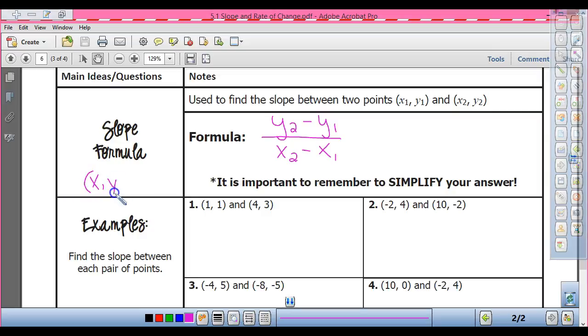x, comma, y. So right here, I've got two points, right? And both of my points are x, comma, y. So this is my first point, so I can label this x1, y1. This is my second point, so I can label this x2, y2.